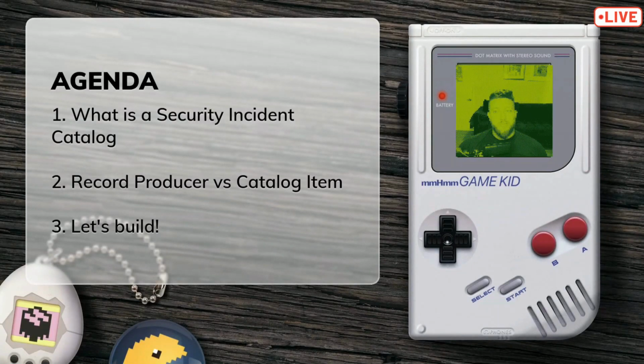First and foremost, what is a security incident catalog? I need to know this, Chris. It's very important to the success of this overall demonstration. Second, record producer versus catalog item. There's a difference. We'll talk about it. Last but not least, let's build it.